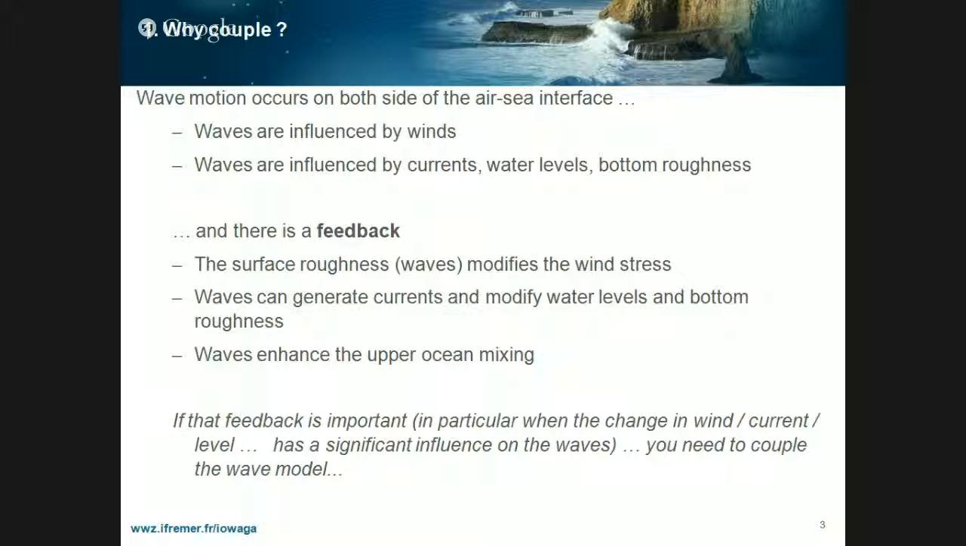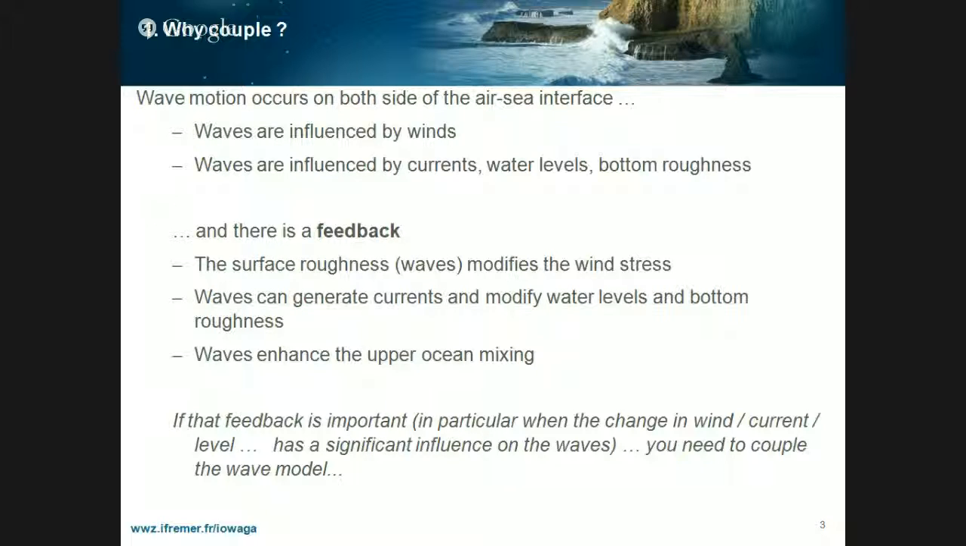So, for example, the wind is blowing and makes some waves. That changes the roughness of the sea surface, and so that can change the winds. And so, if you're computing the waves from the wind, maybe at some point you need to consider that the wind has been modified by the waves and take that into account. The same thing with the bottom, and also there's a lot of wave activity at the surface, which introduces a lot of mixing. And the coupling really becomes relevant when this feedback becomes important if you're studying waves.